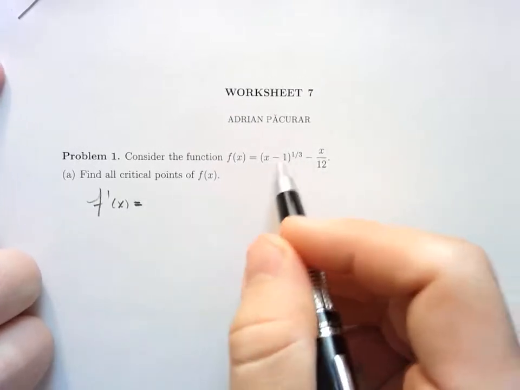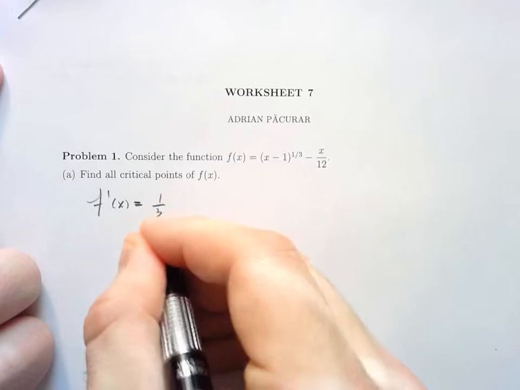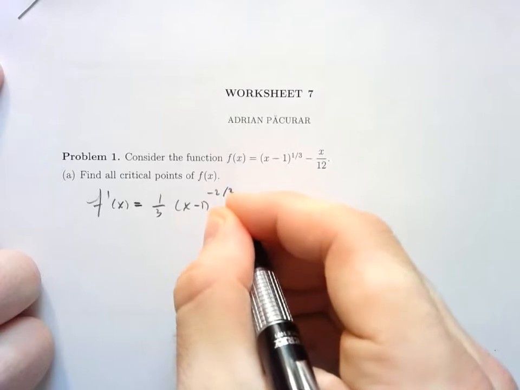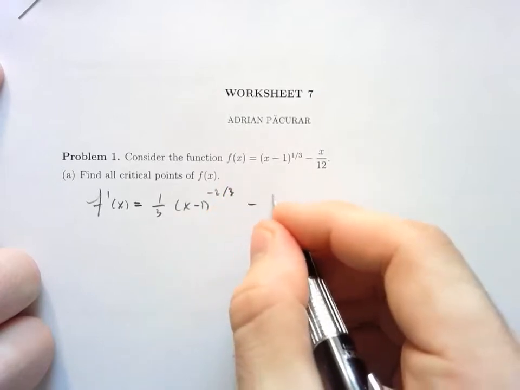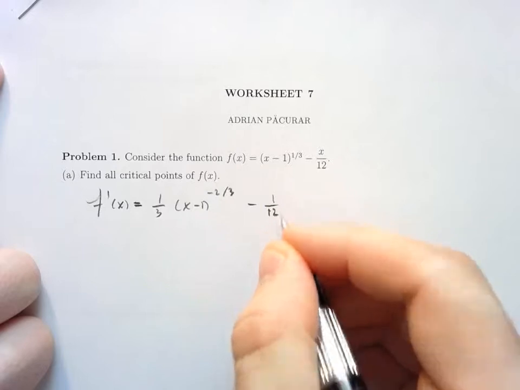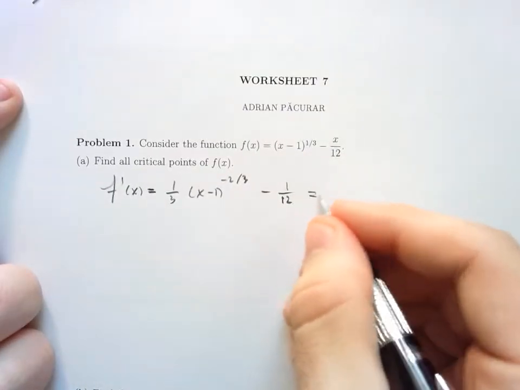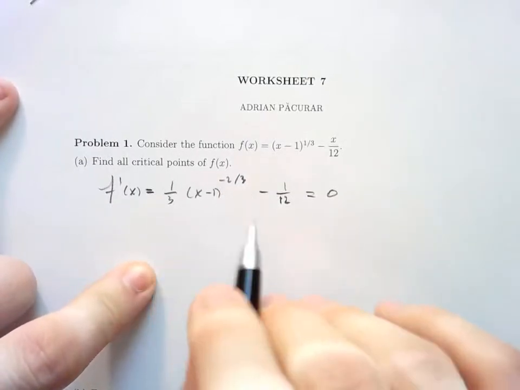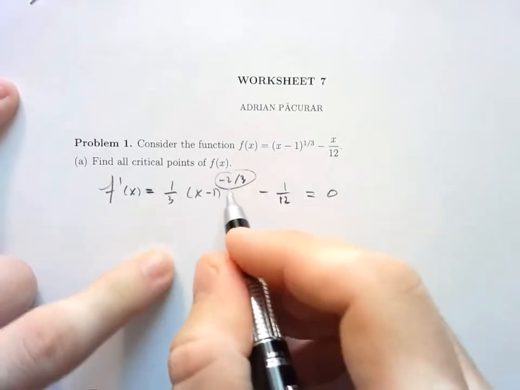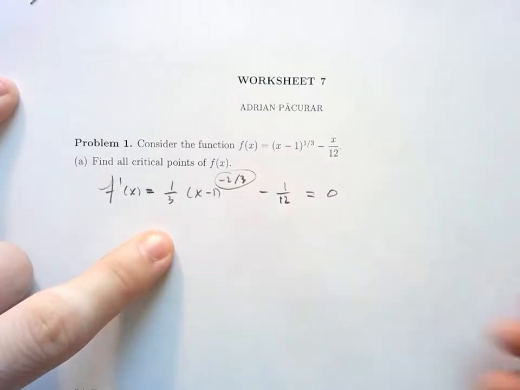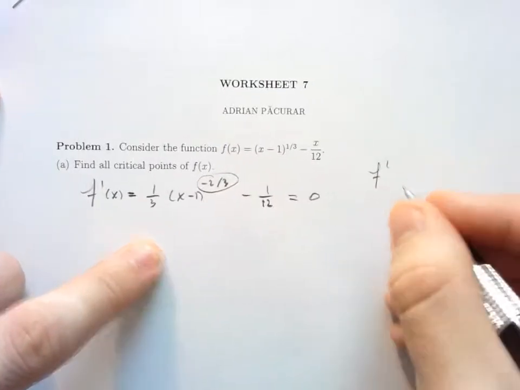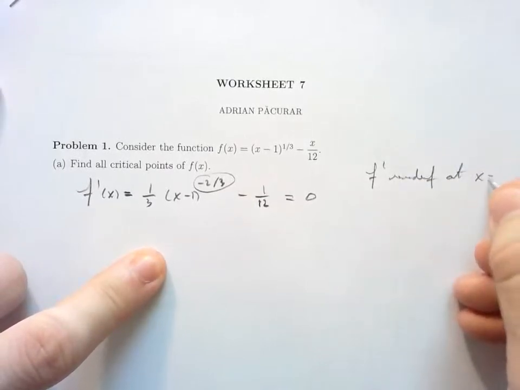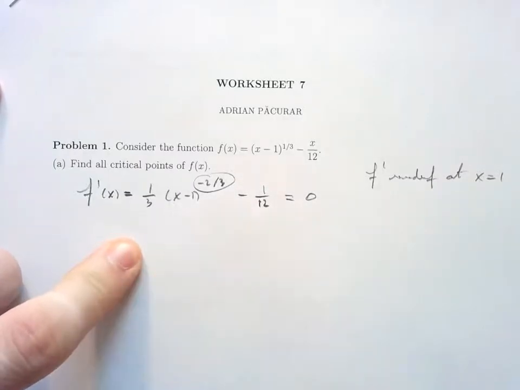First I have to differentiate this term here, so I bring down the 1/3, I get x minus 1 to the negative 2/3 minus 1/12. I set that equal to 0, and before I do any kind of algebraic manipulation, notice that this exponent is negative, which means x minus 1 is in the denominator, so automatically f prime is undefined at x equals 1. The solution of this equals 0.